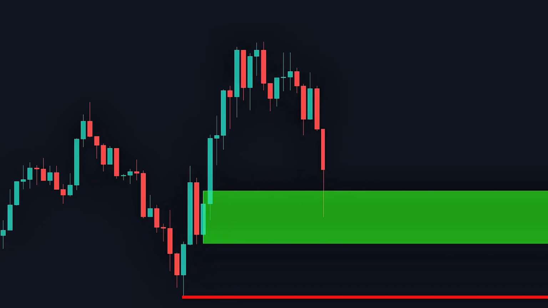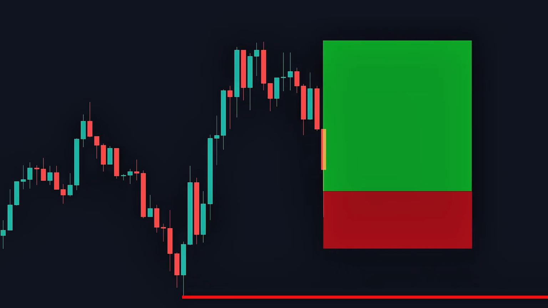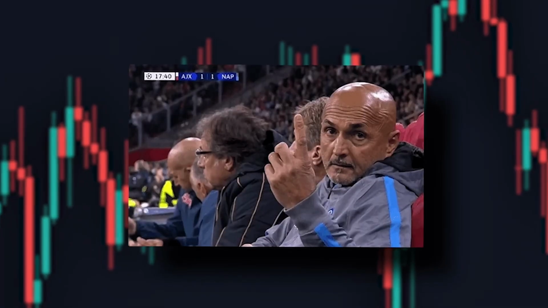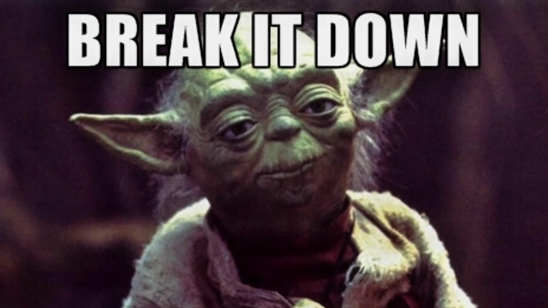We wait for price to re-enter into the zone, and this is where we would enter. Set your stop loss right below the demand zone and set your take profit at the recent highs. Boom, we got an easy winning trade. So that's an example of just one winning trade, but I want to show you just how accurate the strategy really is. So let's break it down with a real chart example.